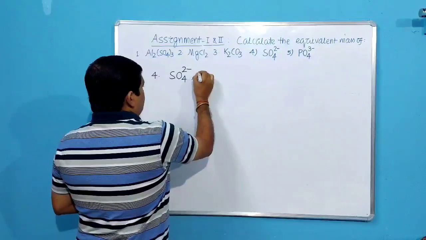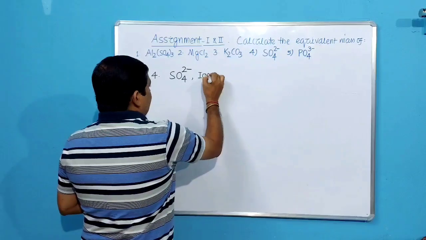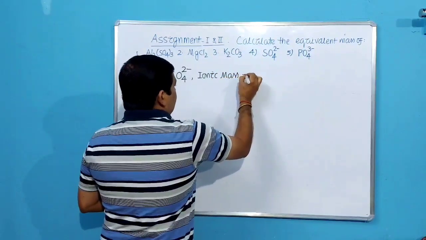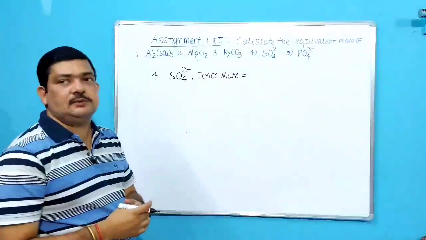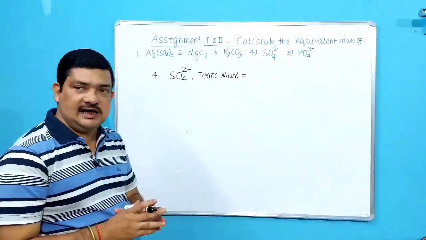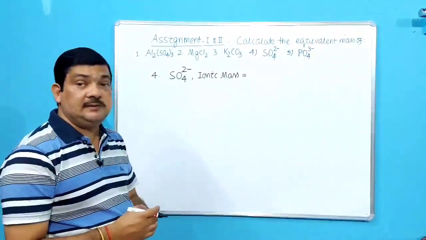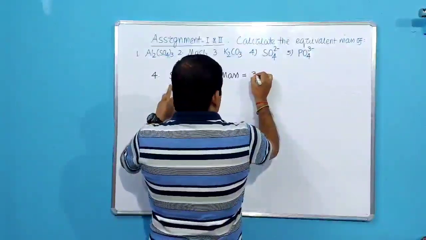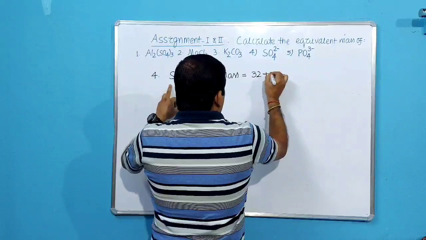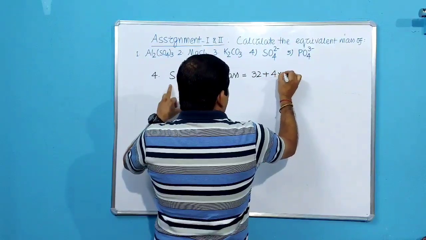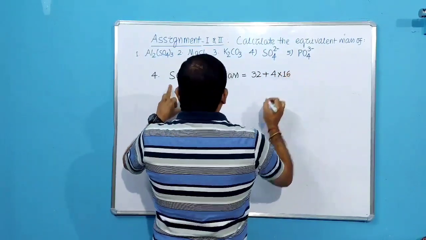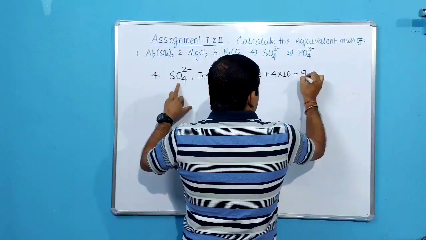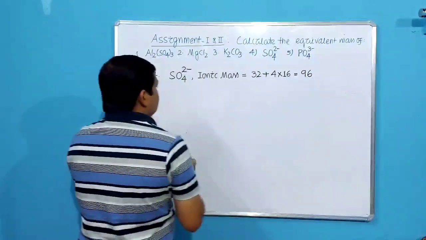Okay. So we calculate the ionic mass. Remember, it is an ion, so its mass will be called ionic mass. Some of you have written molecular mass. It's not a molecule, it's an ion. So you have to write ionic mass, which is the correct form. Ionic mass: sulfur 32 plus 4 oxygen atoms, so 4 into 16. So 64 plus 32, 96 is the ionic mass.